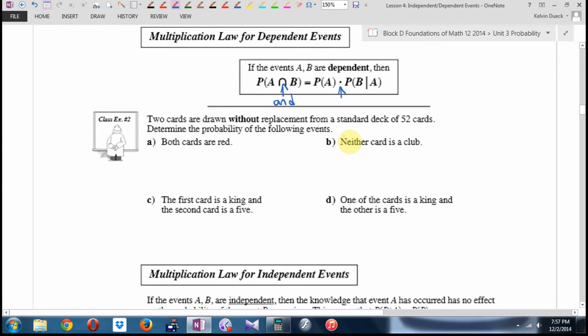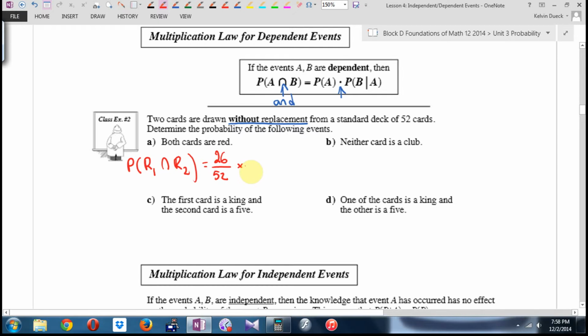Two cards are drawn without replacement from a standard deck of 52 cards. Without replacement, that means I'm going to have to keep track of this. Find the probability that both cards are red. Let's find the probability of red 1 and red 2. I should do this in red, shouldn't I? How many red cards are there in the deck? 26 out of how many cards are there in the deck? 52.